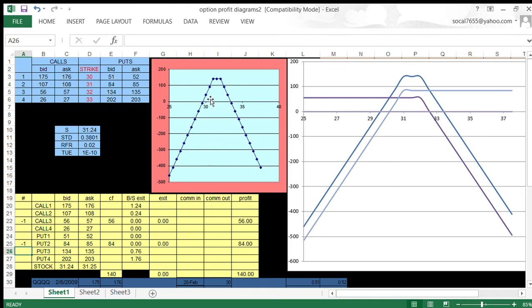Similar to the short straddle, except we have several prices at which we'll earn our maximum profit. In this case, our maximum profit is $140. Okay, and we notice that's the amount we receive when we write these 2 options. We get 56 when we write call 3, and 84 when we write put 2, and that gives us $140 coming in.